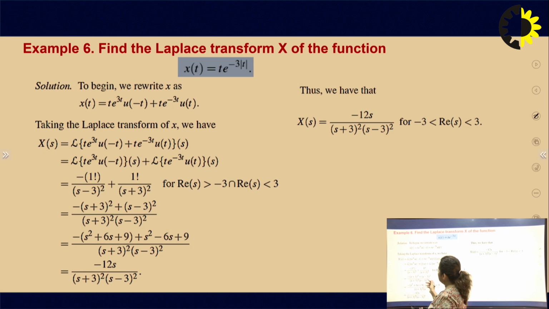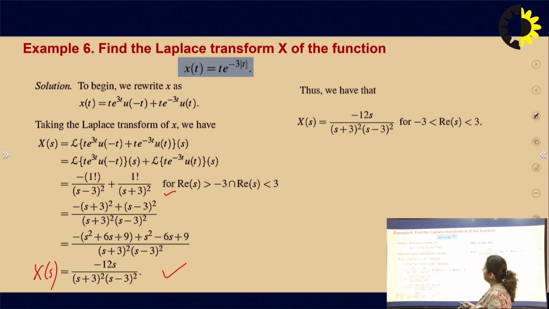we have already written the Laplace transform for t e to the power mod of t. If you solve this, it becomes minus 1 upon (s minus 3) whole square plus 1 factorial upon (s plus 3) whole square, and the ROC will be in between the two ranges, that is from minus 3 to 3, because one is a left sided signal and the other one is a right sided signal. On simplifying this, you will get the expression of X(s), that is minus 12 s upon (s plus 3) whole square and (s minus 3) whole square.